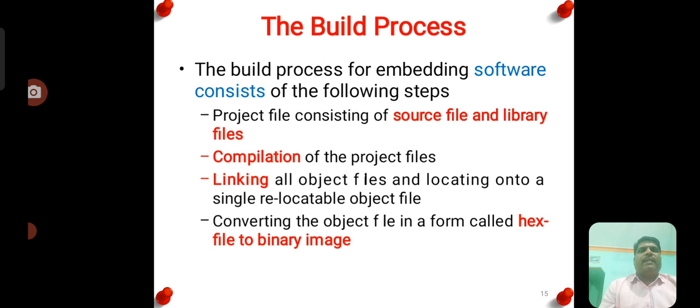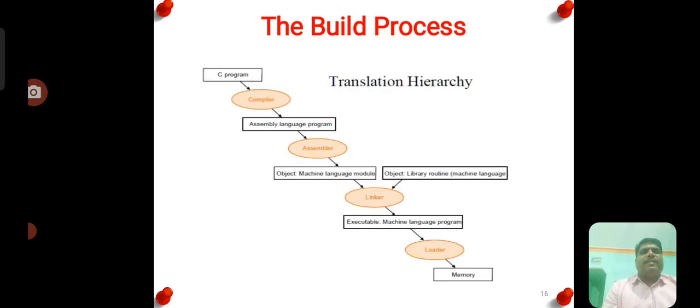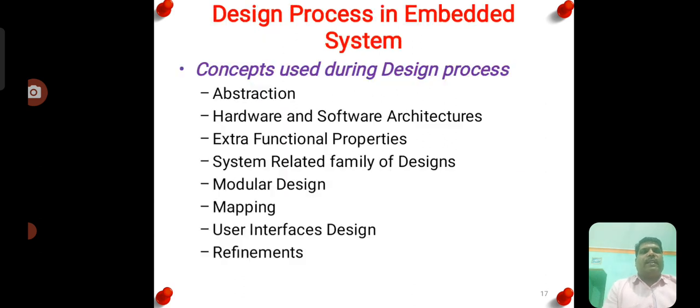The build process for embedded software consists of the following steps. The project file consists of source files and library files. Then comes compilation of the project files, linking all object files and locating them onto a single relocatable object file, and converting the object file into a form called a hex file, a binary image. These are the various building tools: a compiler, an assembler, a linker and a loader, which are available to check how the embedded system processor is working.